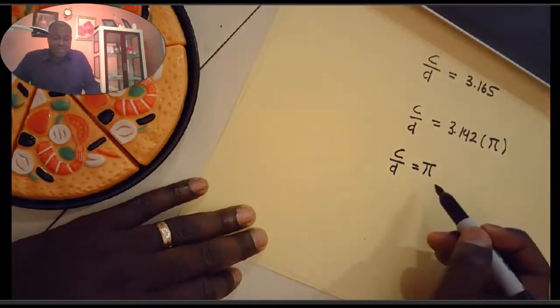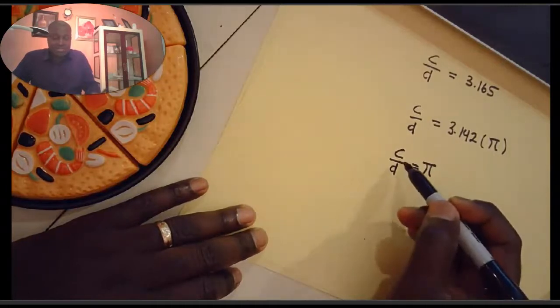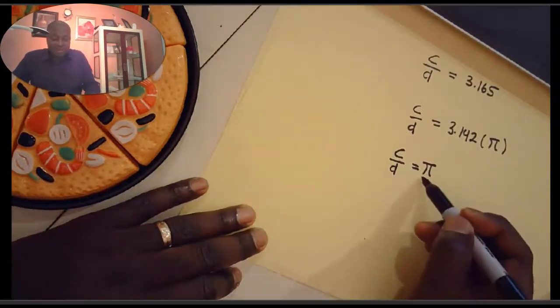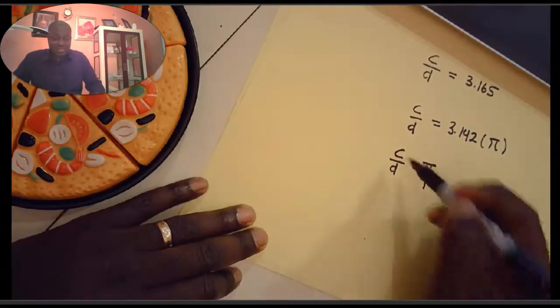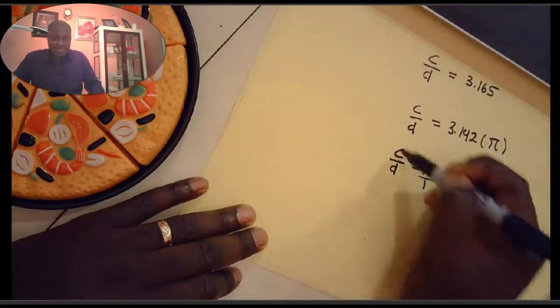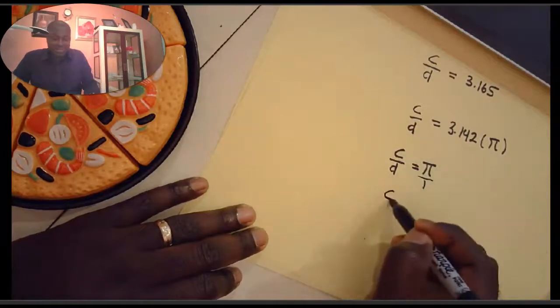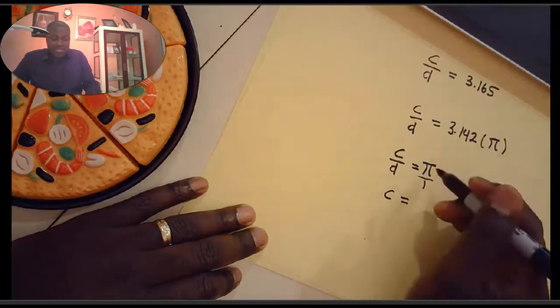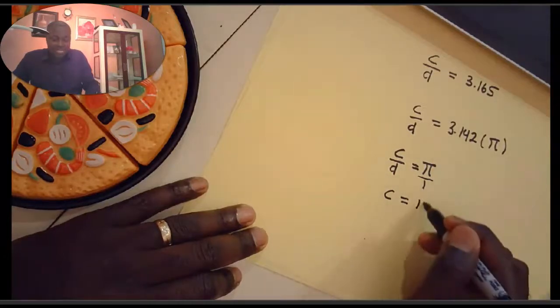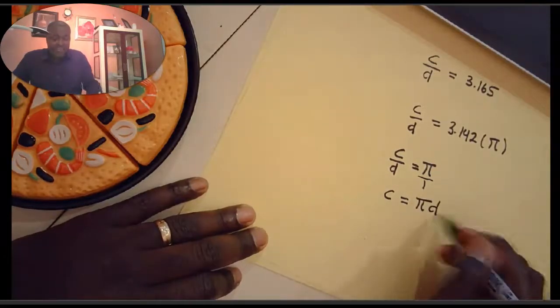So if you want your circumference alone, every number is over 1. So remember my crisscross method, you multiply across. So C times 1 will give you C. And then the D, you always write the top first, numerator first. So pi times d, which is the diameter.